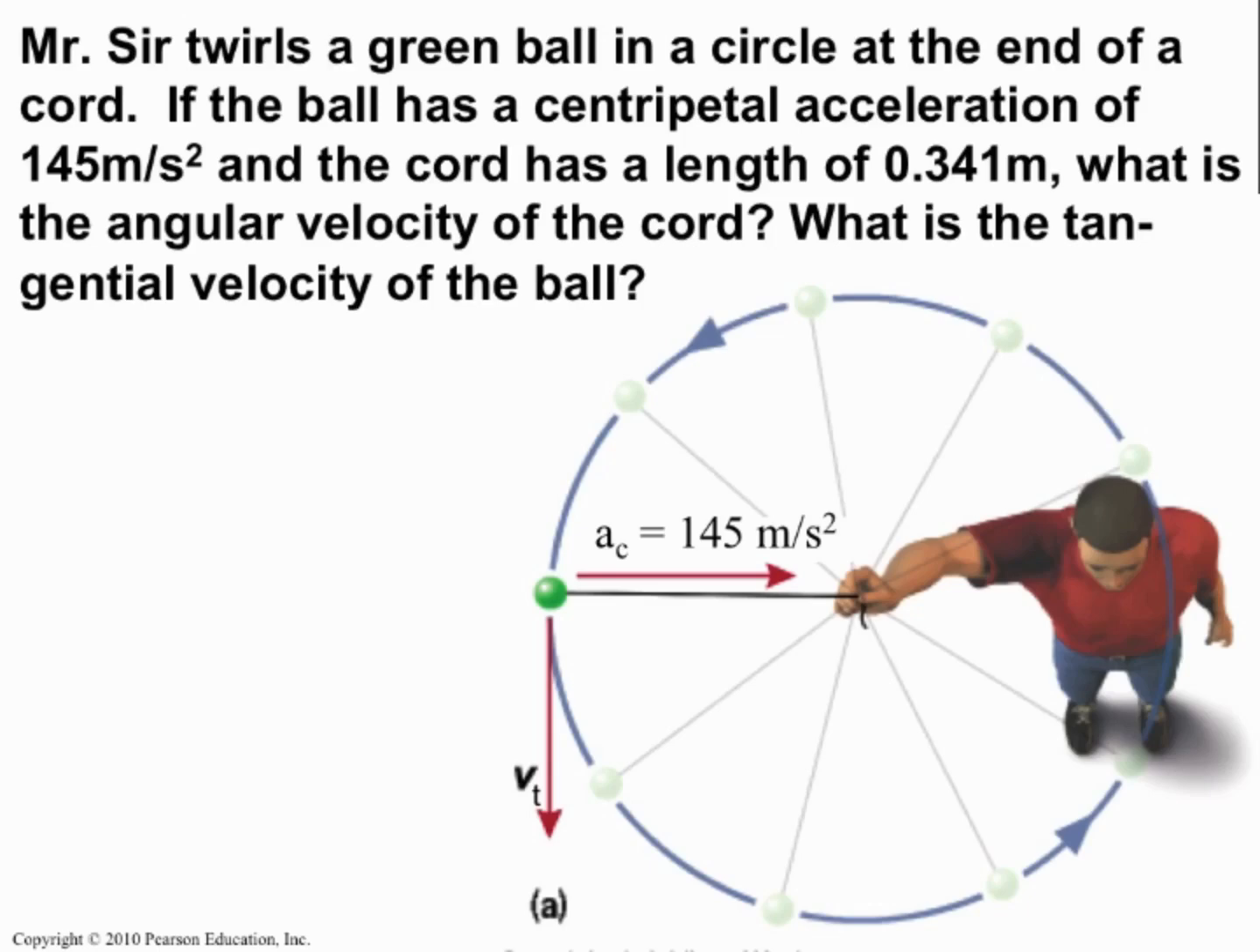Mr. Sir twirls a green ball in a circle at the end of a cord. If the ball has a centripetal acceleration of 145 meters per second squared, and the cord has a length of 0.341 meters, what is the angular velocity of the cord? What is the tangential velocity of the ball? Using the formulas that you've learned, you should be able to answer these two questions. Answer them in order. First find the angular velocity and then find the tangential velocity of the ball. Pause the video, do this on your own, and then resume when you have an answer.